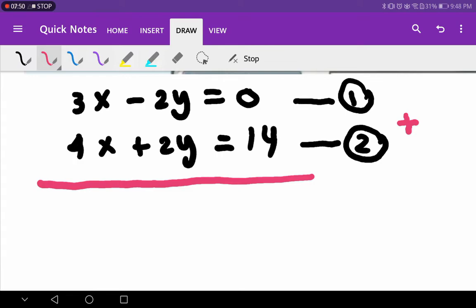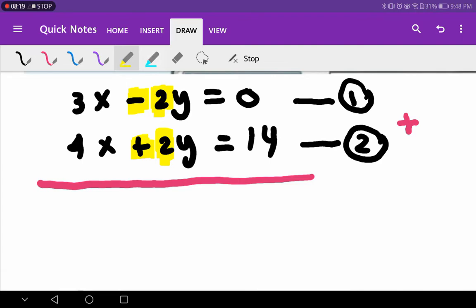The condition is, see here, I make sure before I add that one variable, maybe x or y, has the same number with different sign. If I have this condition, I directly add. If not, you have to do something more. I will tell you later.